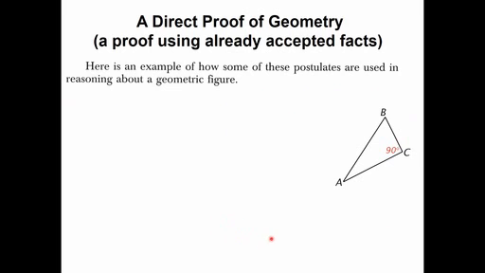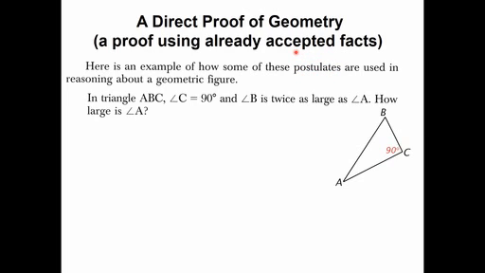All right, so let's move on here now. A direct proof, remember that from last chapter. If this, then that, if this, then that, if this, then that, and so on. So it's a proof using already accepted facts, and some of those facts are going to be the postulates that we just talked about. So pretty simple direct proof.